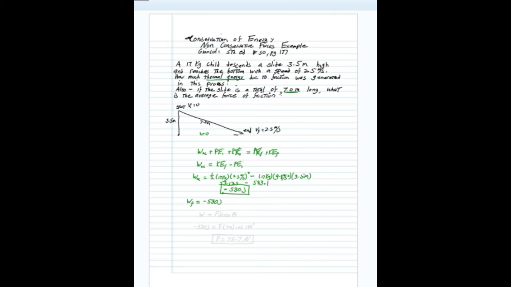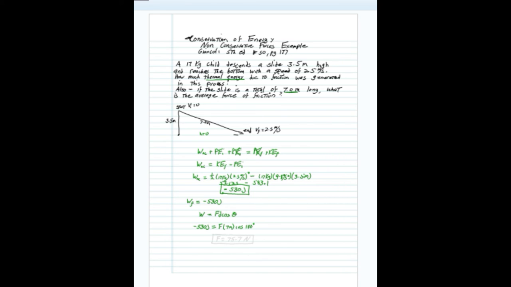So if we think about it, we know now that the work done by friction is negative 530 joules, and we know that work in general is F d cosine of theta. So I can say negative 530 joules equals whatever the average force is times the distance, which is 7 meters, cosine of 180 degrees. And I say 180 degrees because it's friction. Friction is going to be opposite in direction to the direction of motion as the kid slides down the hill. So that's where the 180 comes in.